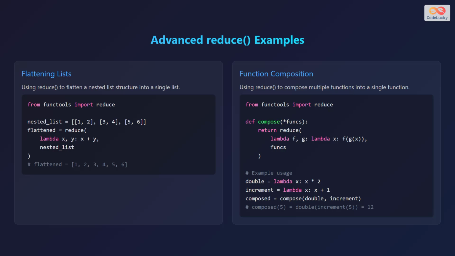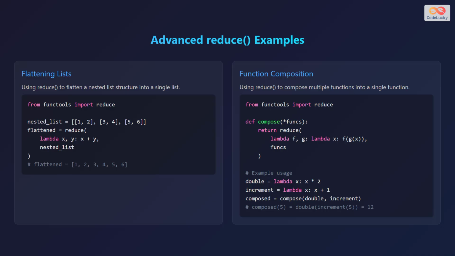Another advanced use case is function composition. This involves combining multiple functions into a single function. To compose functions, import reduce from functools. Then we define a compose function that takes any number of functions as arguments. Inside the compose function, we use reduce with a lambda function to create a new function that applies the functions in sequence. Here's an example of how to use the compose function.